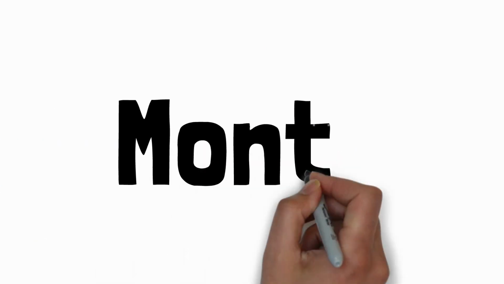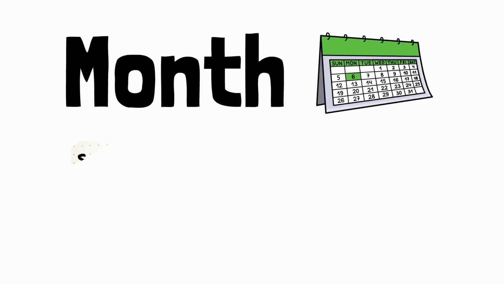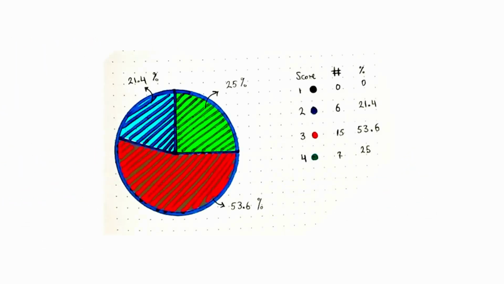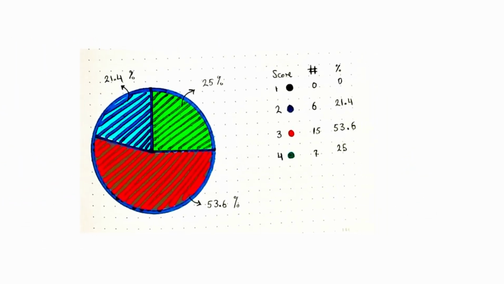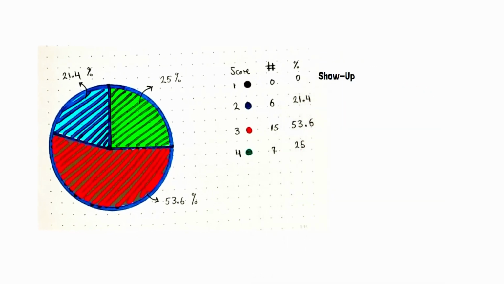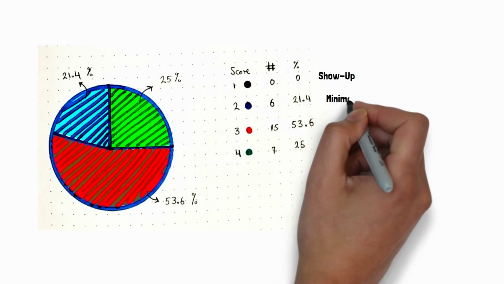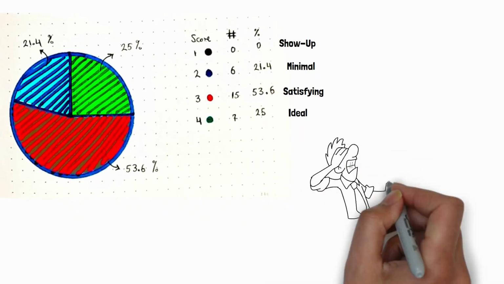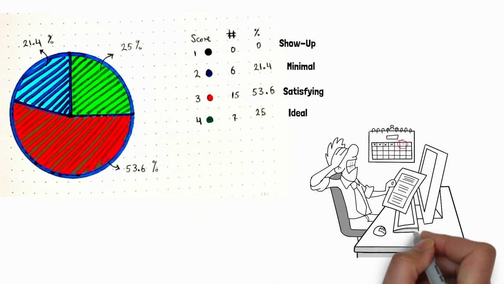But for each month, you need to calculate and plot some stuff. First of all, you need to calculate the total score of that month, which you can use later on to compare with other months. And the other one is plotting this pie chart. This pie chart calculates what percentage of those days you have done the show-up version, what percentage of those days you have done the minimal version, and so on. And this can help you to decide whether your behavior is actually becoming a habit or not.